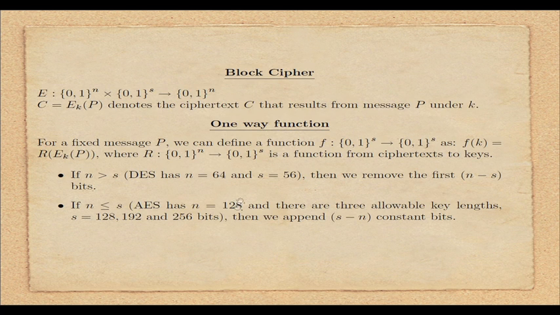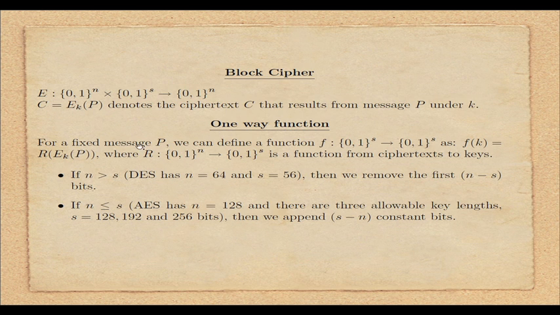Now, we will see how we can have this one way function from block cipher or stream cipher. A block cipher is a function which takes an n bit plain text and gives us an n bit ciphertext, and s is the key size, so each key is s bits. This is the key space. E is a function from plain text space cross key space to the ciphertext space, P is the plain text, C is the ciphertext, and the key is the key. This is denoted by E_K(P).